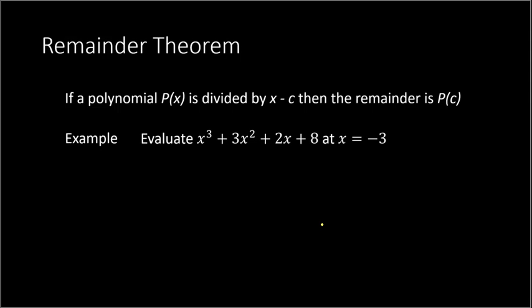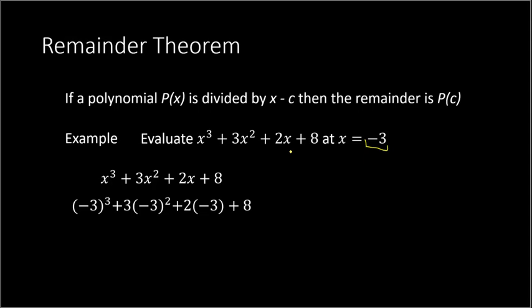Let's say we want to evaluate x cubed plus 3x squared plus 2x plus 8 at x equals -3. So the normal way of doing this would be you plug in a -3 in place of x. So if this is your p of x function, p of x equals this, you plug in -3 in place of x. So what we're going to get is -3 cubed plus 3 times -3 squared plus 2 times -3 plus 8. And that would give you -27.